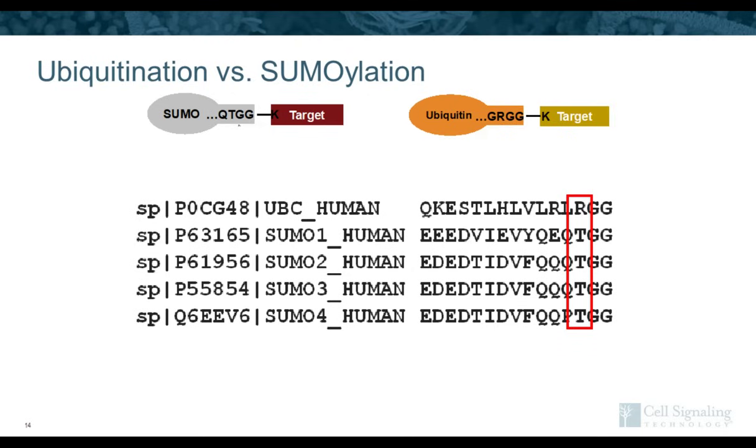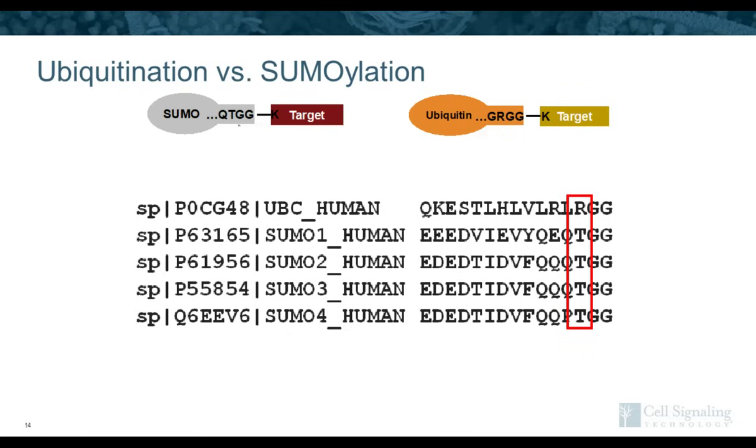And the reason is in ubiquitin, you have an arginine next to that diglycine, so it's cleaved by trypsin. But SUMO, be it 1, 2, 3, or 4, actually doesn't have that arginine. It has threonine residues, so you can't cleave it with trypsin.